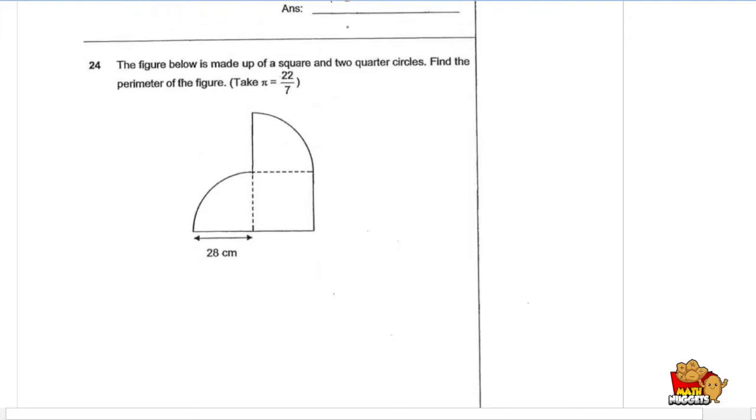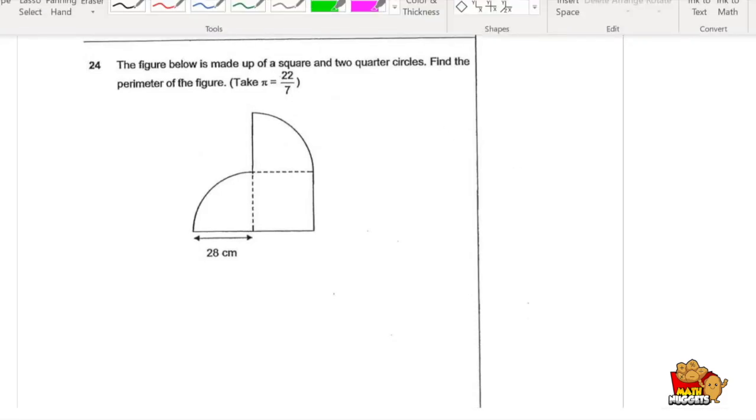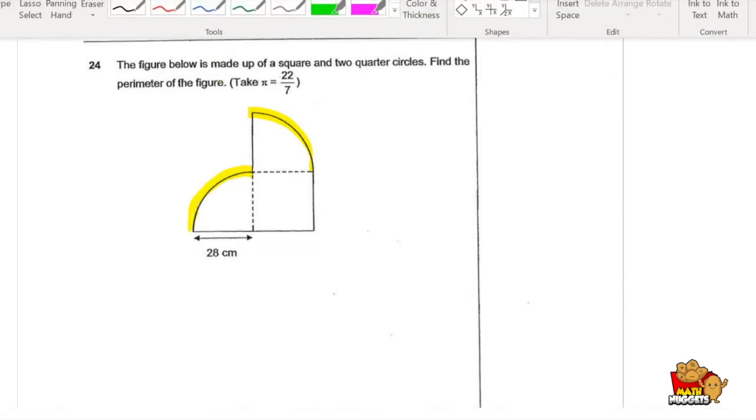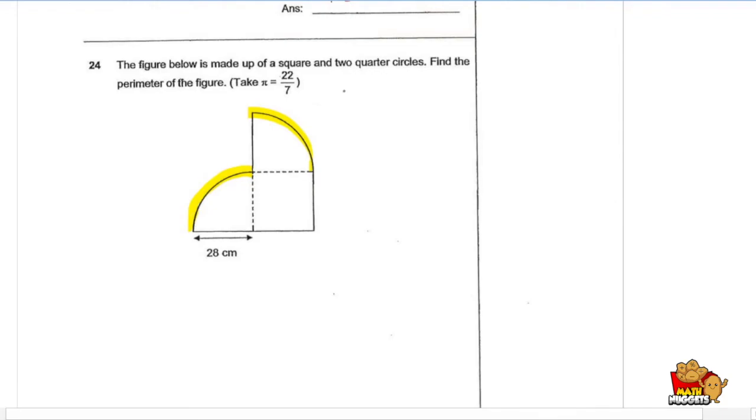Question 24, find the parameter of the figure. Now in order to find parameter, we will find the arcs first, all the curved parts, okay? So after finding the curved parts, you add them up, and we add the straight lines as well. So for the curved parts, where are the arcs? We have quarter circle and a quarter circle. So quarter plus quarter gives me half. So I'm just going to find half, which is a semicircle.